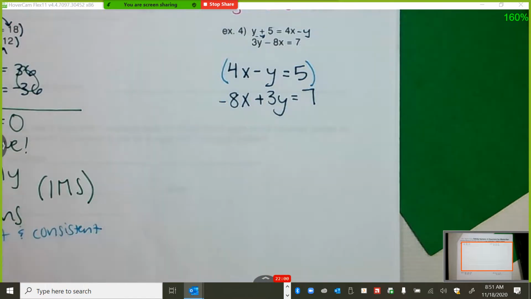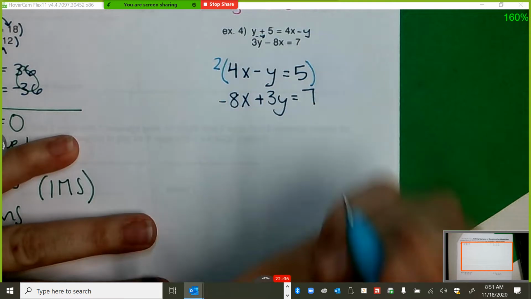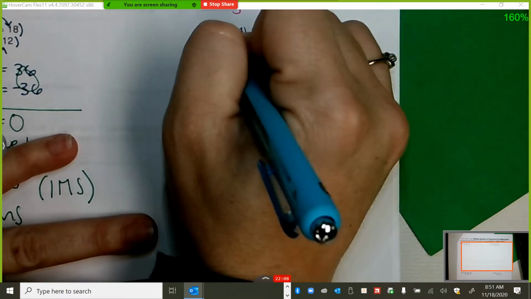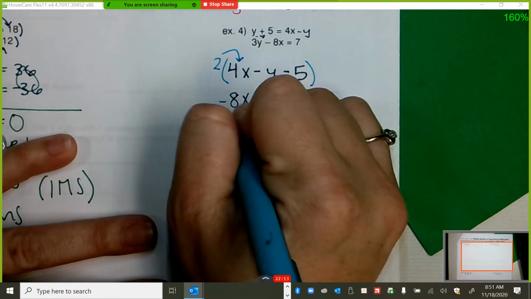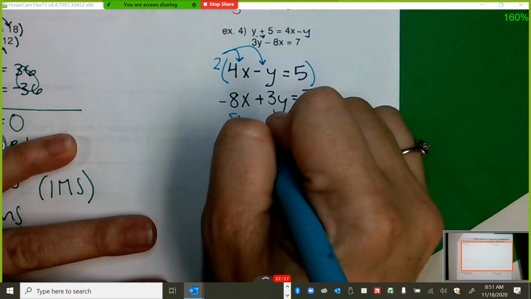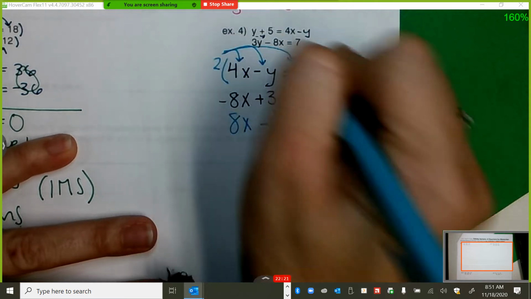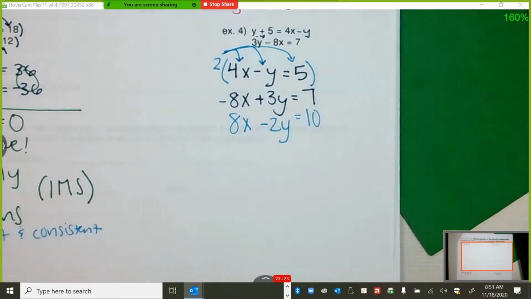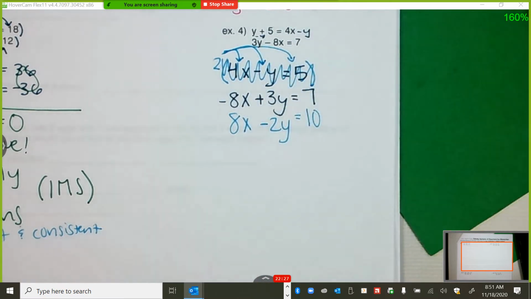And what do we multiply that top equation by? By 2. 2 times 4x is 8x. 2 times negative y is negative 2y, and 2 times 5 is 10. Okay, I'm going to cross that out and just use the 2 I already have written.